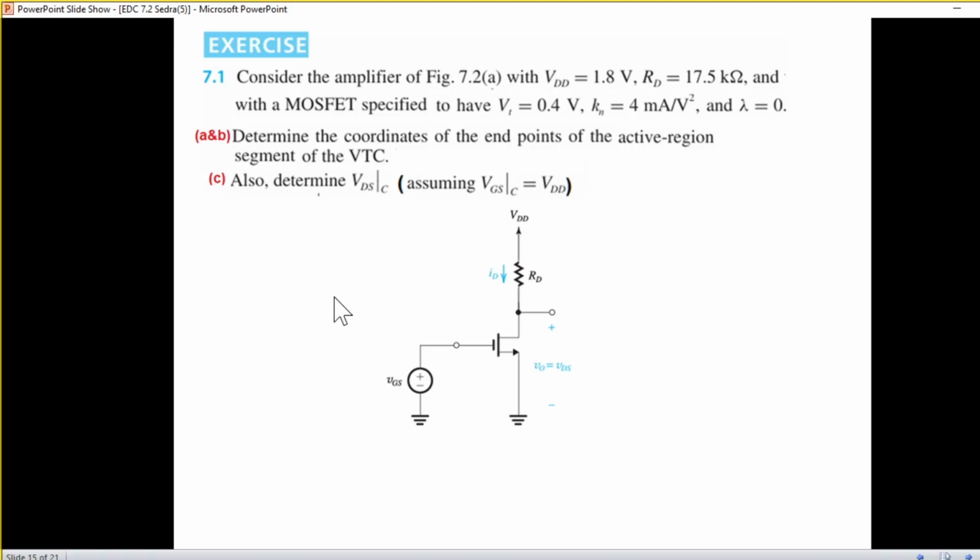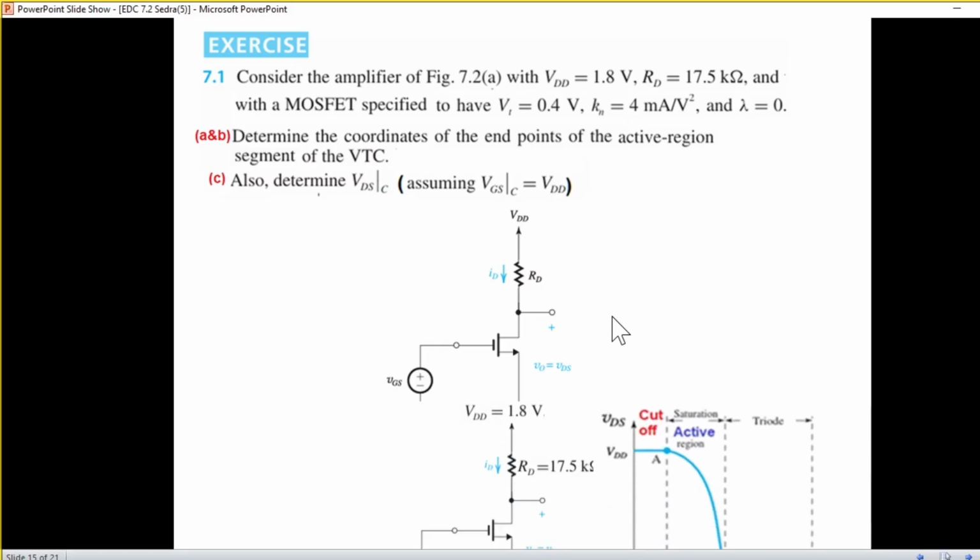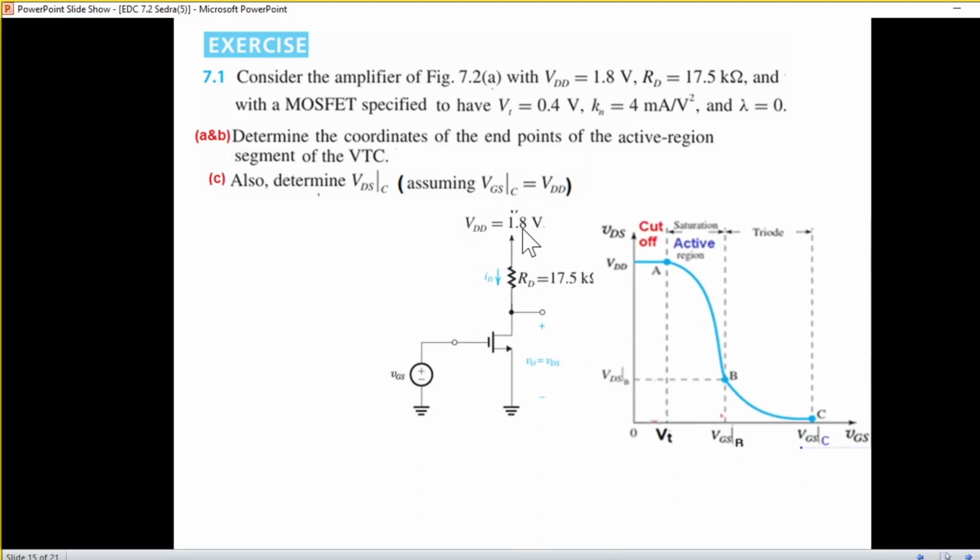Now coming on to the exercise, the question is: consider the amplifier in figure 7.2a. This is the amplifier with these parameters. So VDD is 1.8, RD is this. The first thing we'll do is change this, we will write 1.8 here, 17.5K. And then it says that Vt is 0.4. So this voltage Vt is 0.4.